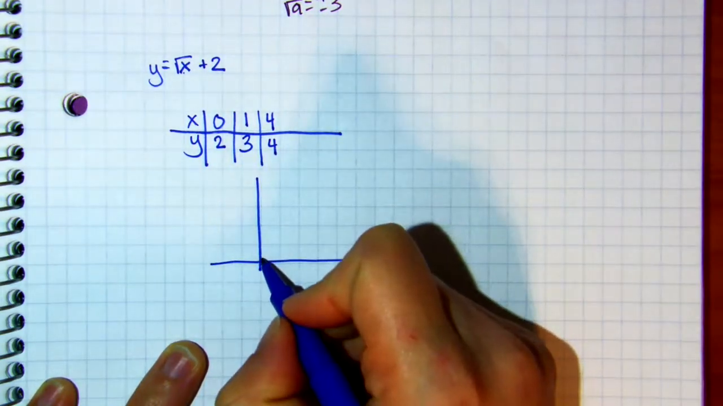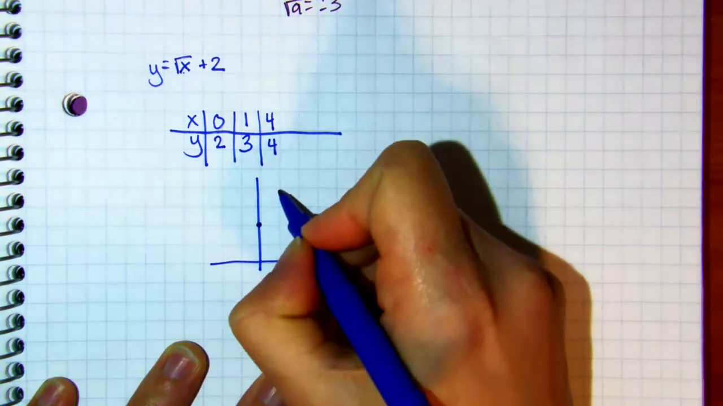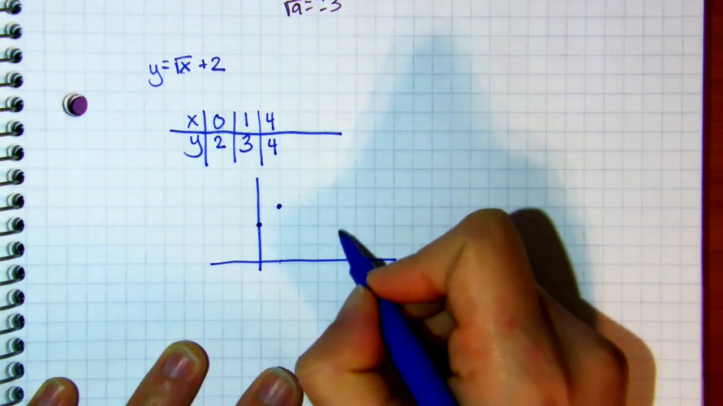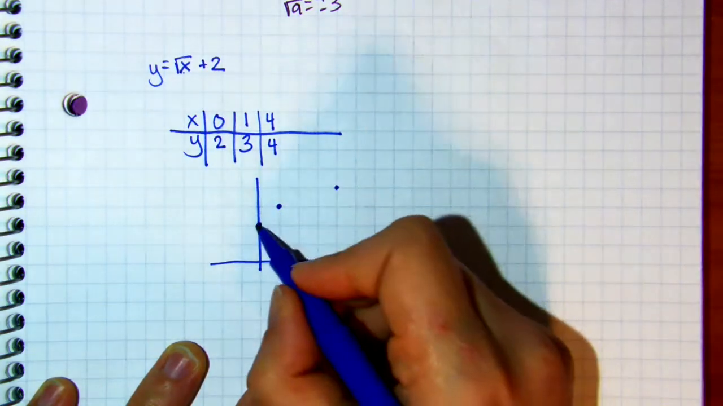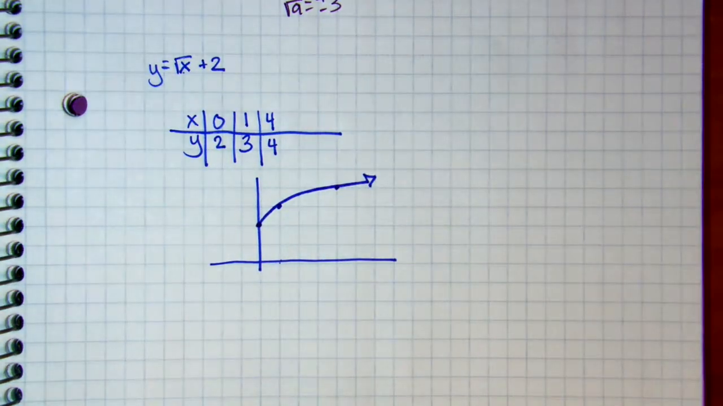When I put in 0, I get out 2. When I put in 1, I get out 3. When I put in 4, I get out 4. So there we go. You can see I have the beginning of my square root function.